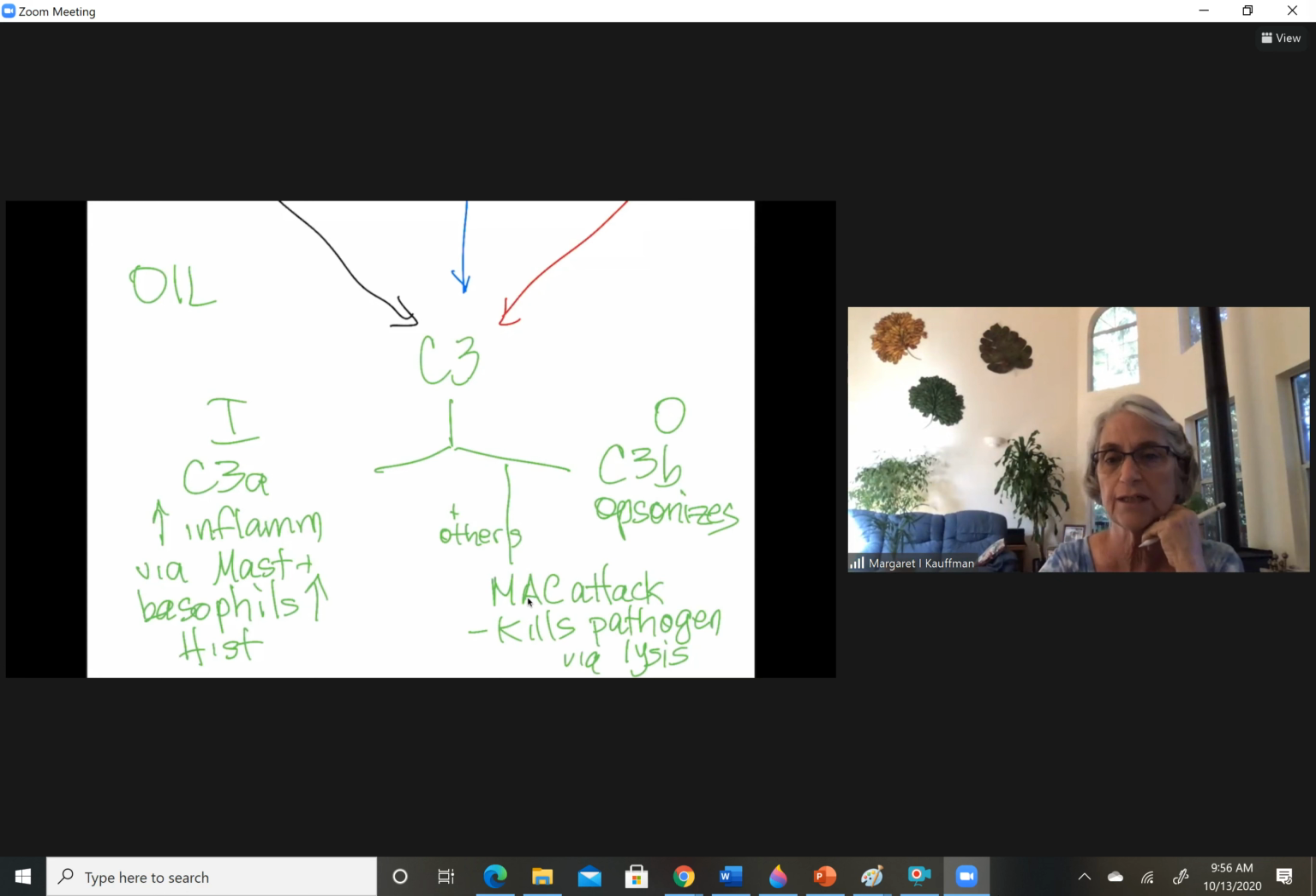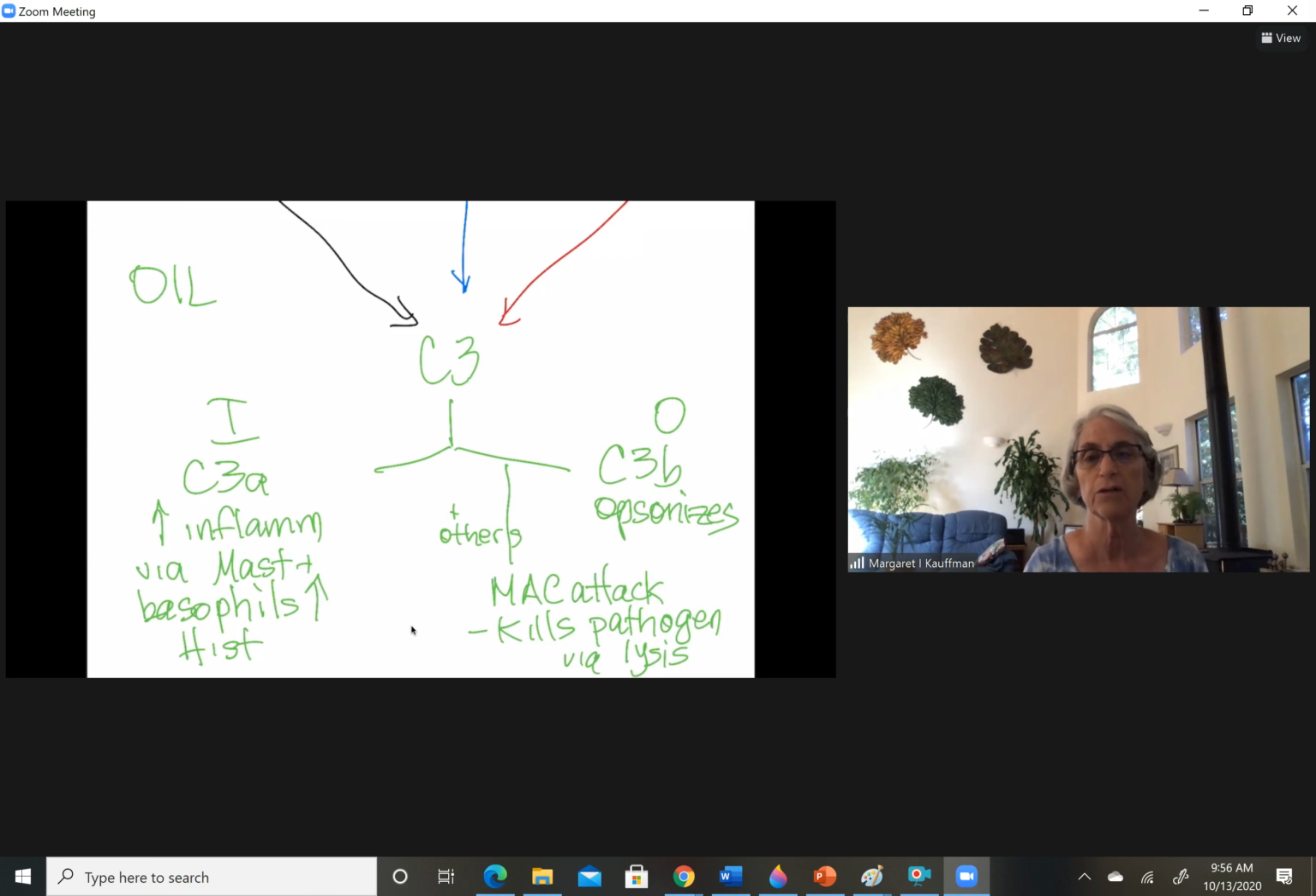and in that way indirectly kill pathogens, so by inflammation and opsonization. So the only direct antimicrobial is really this MAC attack. So this would be pointed at cellular types of pathogens, but inflammation could increase phagocytosis of acellular types of pathogens. So it's broad spectrum, meaning it goes after lots of different pathogens. Okay, so complement, important stuff.